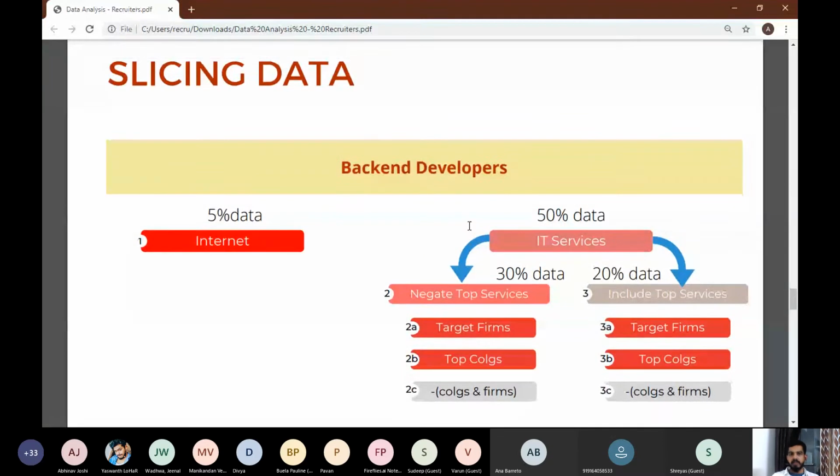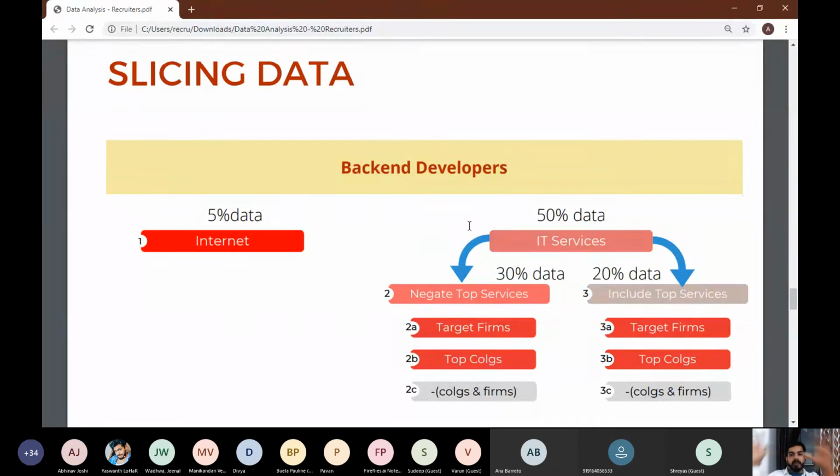So what am I doing here? For backend developers, the first model I'm going to use is internet. Why? Because that has the most suitable data for me. So I'll start my search with the most suitable data set, which is internet. But that is very, very minimal data, less than 5%. So I will finish that off. Now I need more data. Next is my IT services domain, which has a large data, 50% of the data.